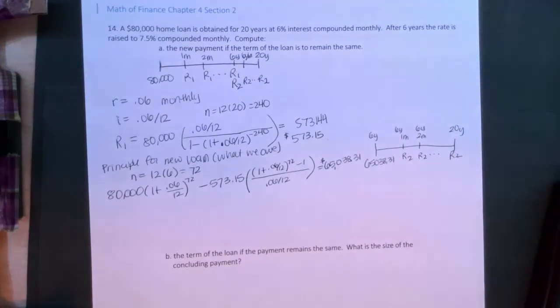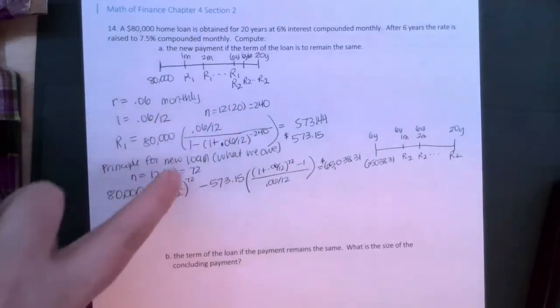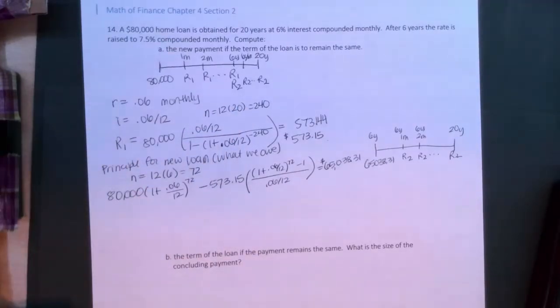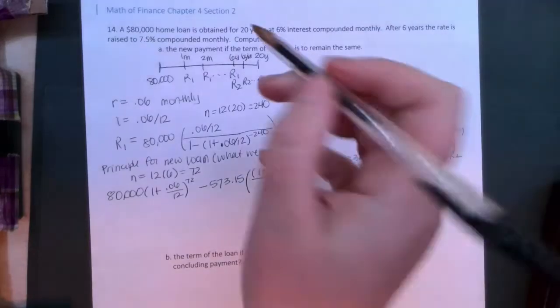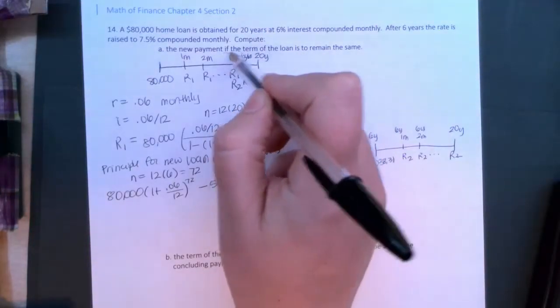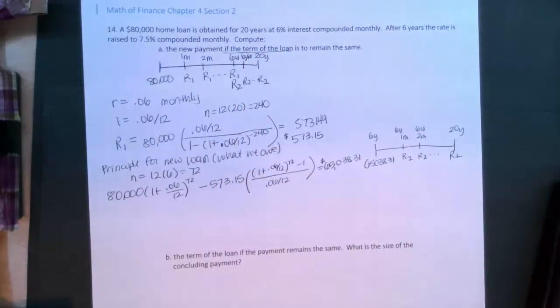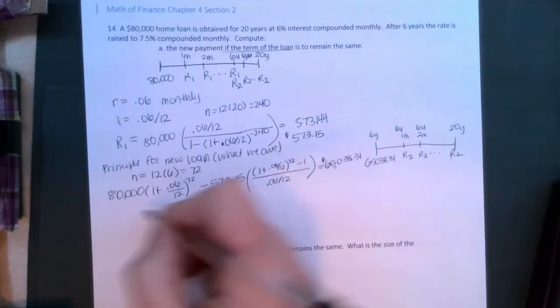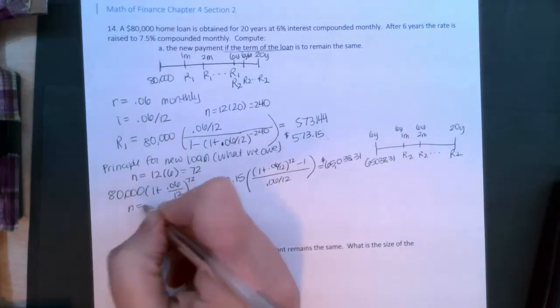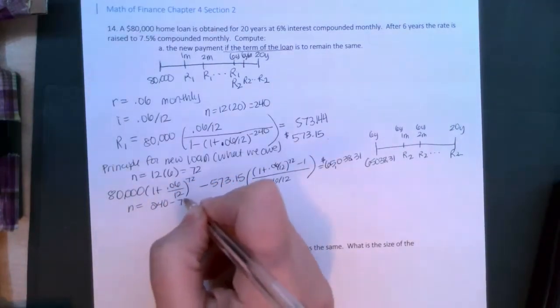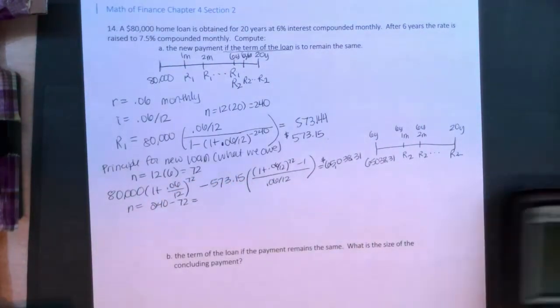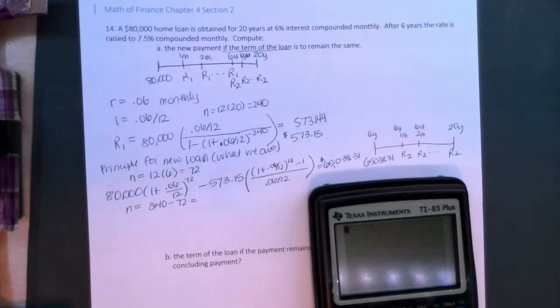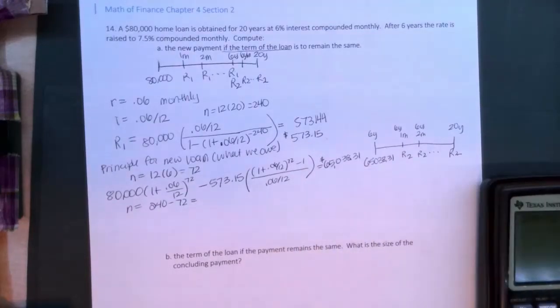So to figure out our N, we're going to take our 240 from up here and subtract our 72, because that's how many payments will be left in the mortgage. And we know to do that because up here it says the term of the loan remains the same. So then our N here is going to be 240 minus 72. So it's 168.